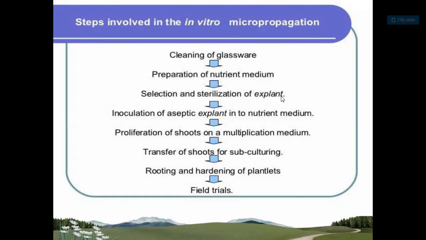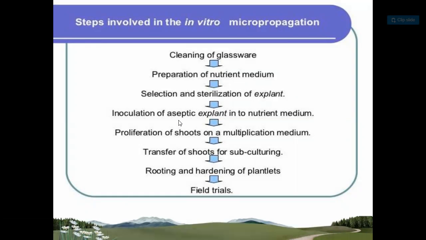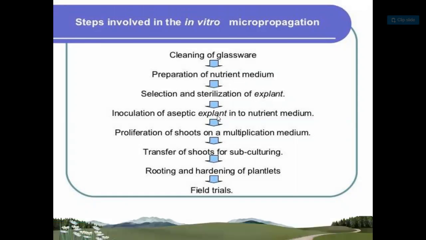The fourth step is the inoculation of aseptic explant into the nutrient medium, right? Inoculation means introduction, or putting the aseptic explant into the nutrient medium. Now we are mixing the plant and the medium. The nutrient medium is the food, and the aseptic explant is the plant material. Both we have to inoculate, or introduce. Both we are mixing together. Inoculation is nothing but introduction or mixing, right?